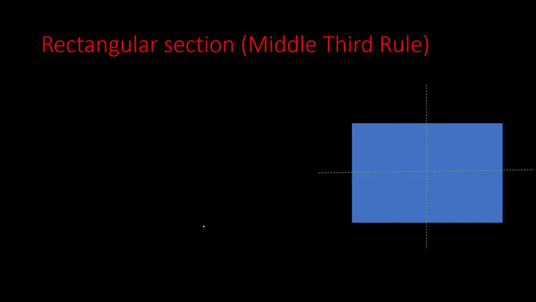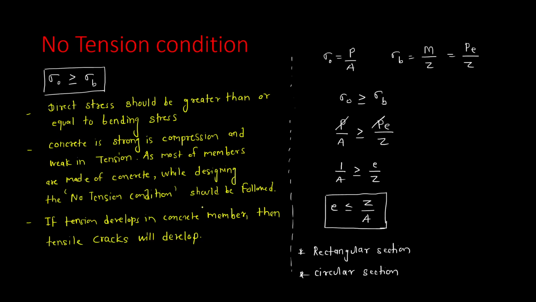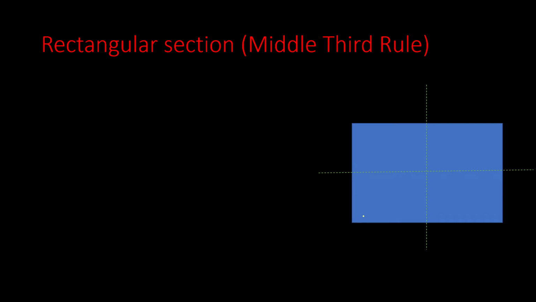Okay, so now in the previous lecture we have seen what is no tension condition, and we have derived one equation, that is eccentricity should be less than or equal to z by a, where z is the section modulus and a is the area of cross section. Now for rectangular section we will be deriving what are the limits of eccentricity, what is the e value. So for rectangular section, first we'll write the main condition, e should be less than or equal to z by a, where z is the section modulus.